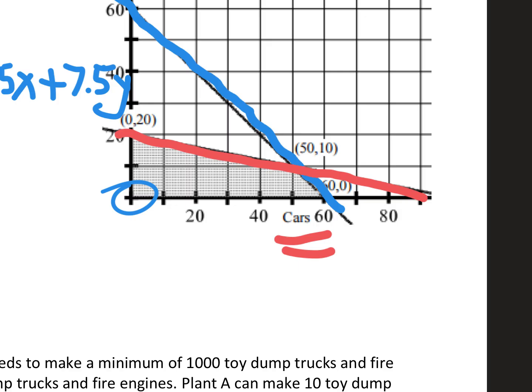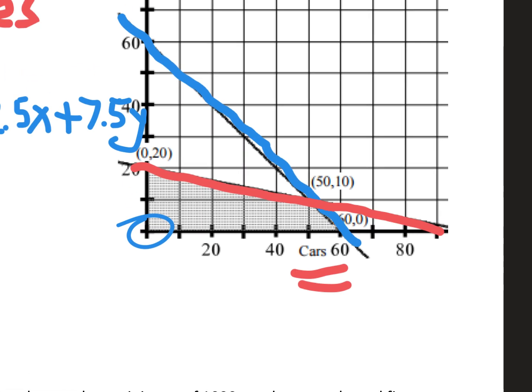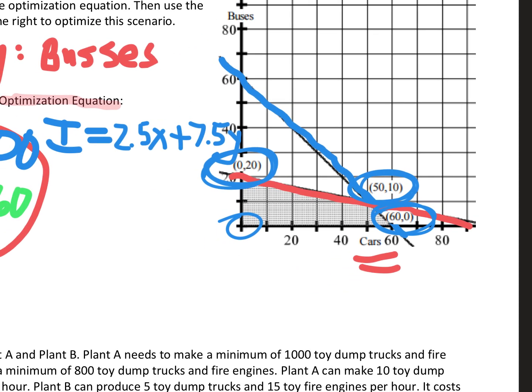Okay. So let's go to this one. That's one of the options. This is option number 2, and this is option number 3. It's one of those 3. So what you have to do on the test is you have to show me those 3 options put into the optimization equation. So let's just do this first one together. 0, 20. I want to know how much that would come out to.